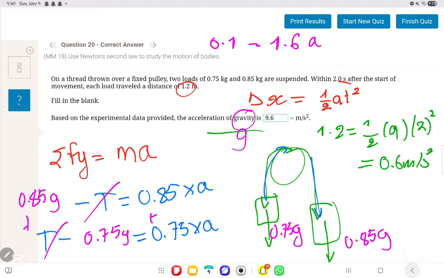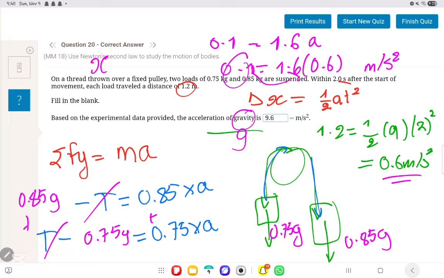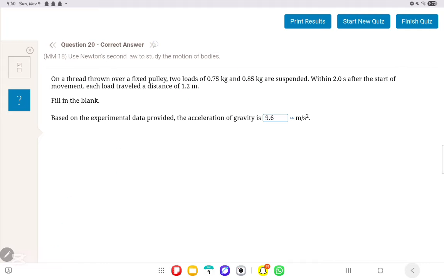1.6a. Now we found the value of a to be over here 0.6. So 0.1 is equal to 1.6 times 0.6 meter per second squared. So move 0.1 here. It will not be 0. Let's call it g. Sorry, it's 0.1 g over here. So g is then equal to 1.6 times 0.6 over 0.1. And this will give me an answer of 9.6, which is my answer, 9.6 meter per second squared.